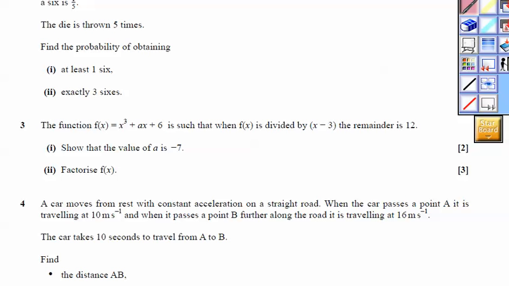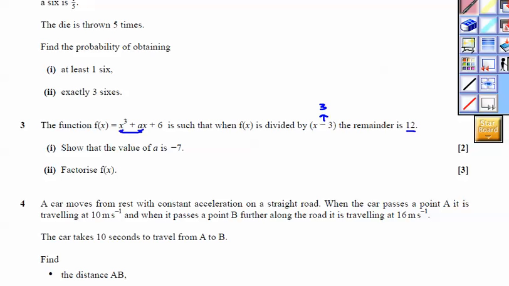On question 3, you have to show that A is minus 7. So what we're going to do is take this value here and take the opposite, which is 3, and replace it into here and here, and then form an equation. When we solve it, the equation will be 12 as an answer, because the remainder is 12, we should be left with minus 7.